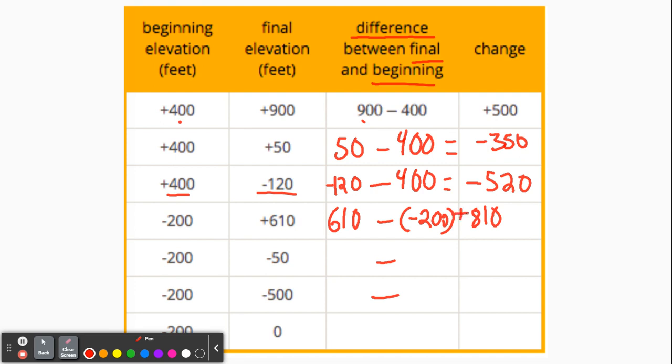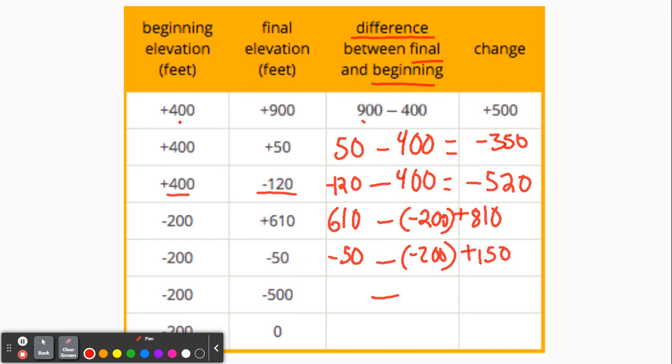All right, the next one, my final was negative 50 minus my beginning, which is negative 200. And then this one, because I'm taking away a negative, I'm actually adding a positive, and that will give me a change of positive 150.